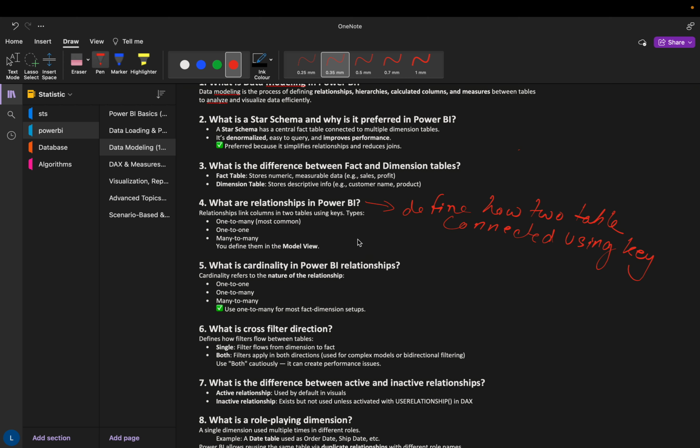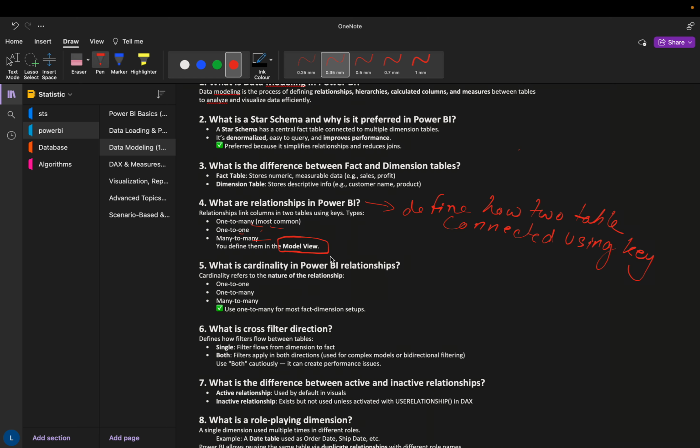What if we don't have the relationship? Power BI normally can't combine data from multiple sources. We normally have data from multiple sources, right? Sometimes from CSV, sometimes from Excel. As we can see, the types of relationship are one-to-one, one-to-many, and many-to-many. We can normally use model view to create these types of relationships.